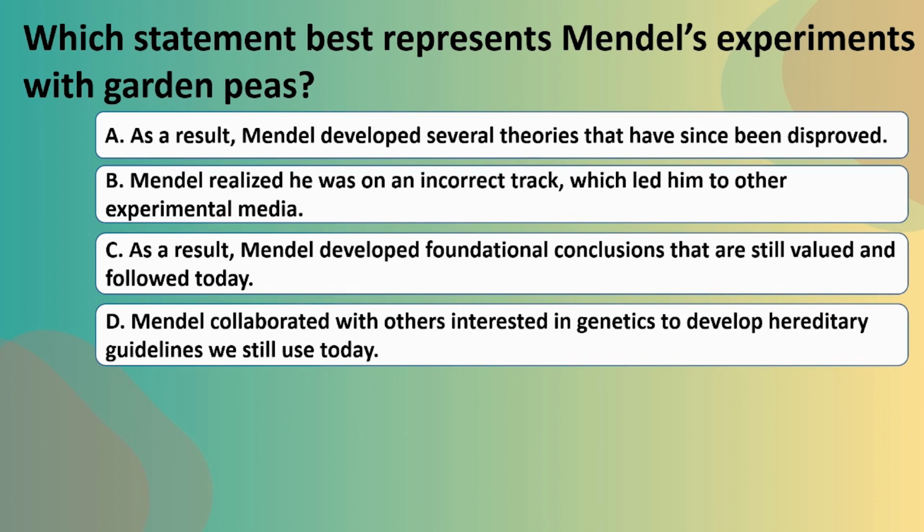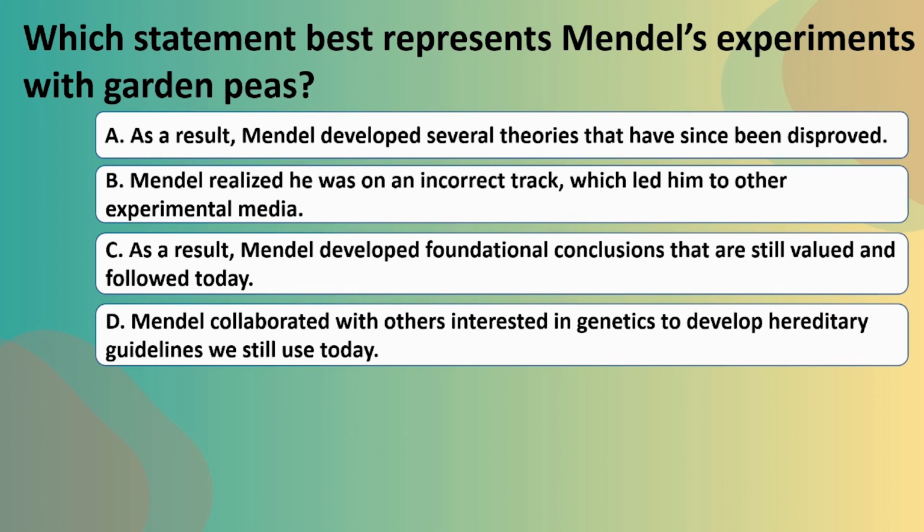Next question. Which statement best represents Mendel's experiments with garden peas? A. As a result, Mendel developed several theories that have since been disproved. B. Mendel realized he was on an incorrect track, which led him to other experimental media. C. As a result, Mendel developed foundational conclusions that are still valid and followed today. D. Mendel collaborated with others interested in genetics to develop hereditary guidelines we still use today.